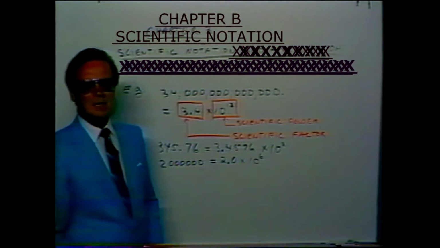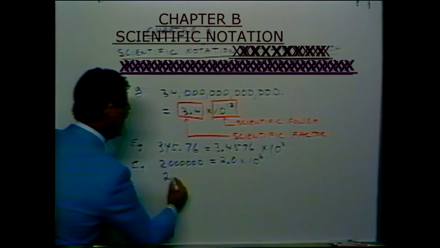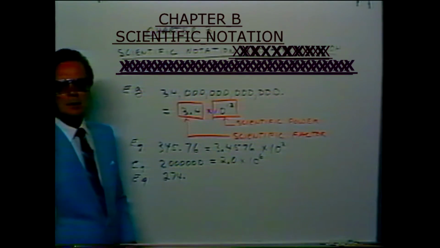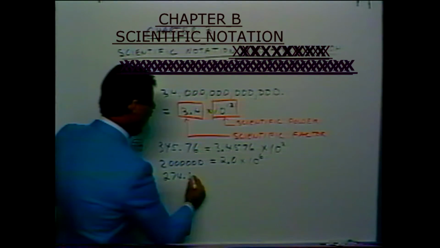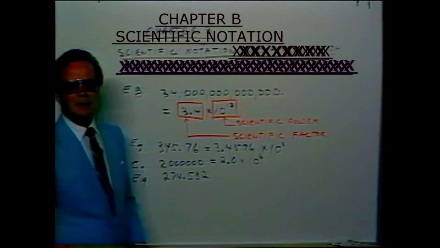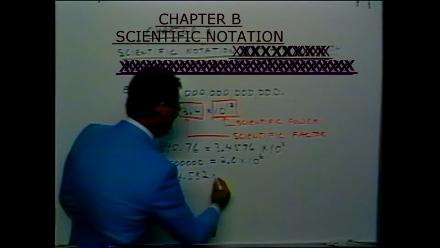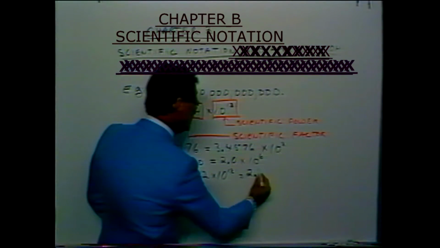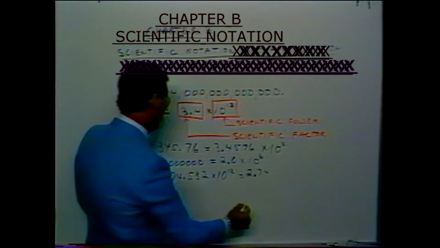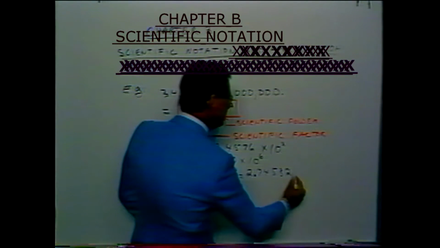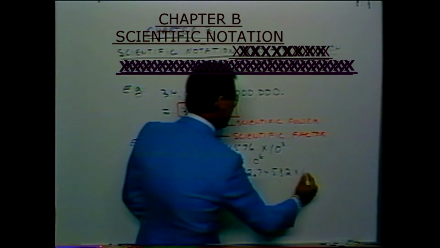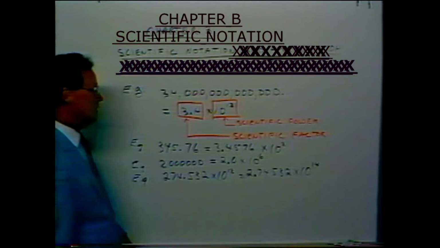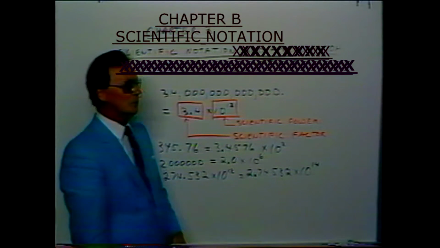Another example, we have 274.532 multiplied by 10 to the 12th. So 2.7, writing the rest of the digits, 4532, multiplied by some scientific power. And that is the correct scientific power for that scientific notation.